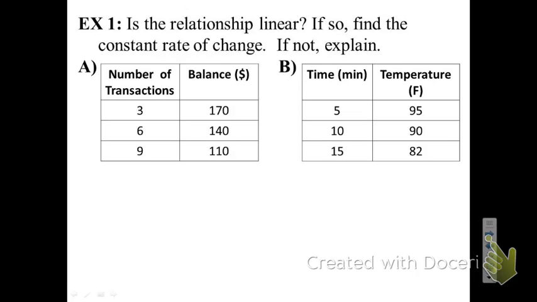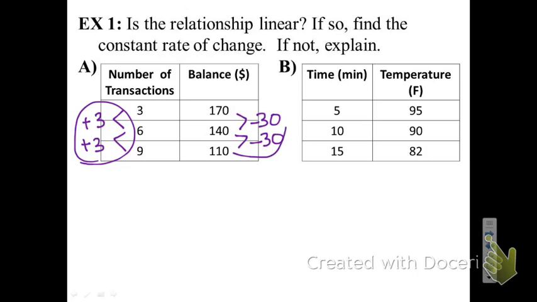So we're going to start out by looking at A. A has number of transactions. If we look at how these two are changing, you can see the 3 becomes the 6 by adding 3, and the 6 becomes the 9 again by adding 3. Over on the balance side, the 170 becomes a 140 by subtracting 30, and the 140 becomes a 110 by, again, subtracting 30. That's a good sign. If you see that both of those values are changing at the same rate, these are both adding 3 while this side subtracts 30, then we can say it is linear because that rate is constant. It is the same. So to answer the question, is it linear? Yes.